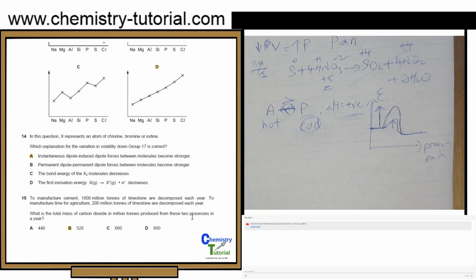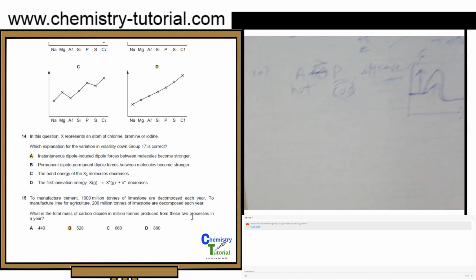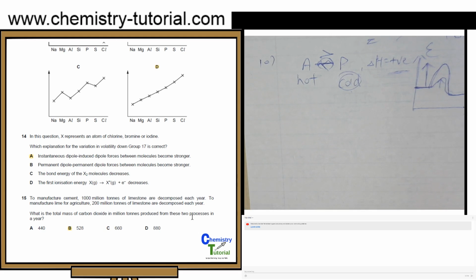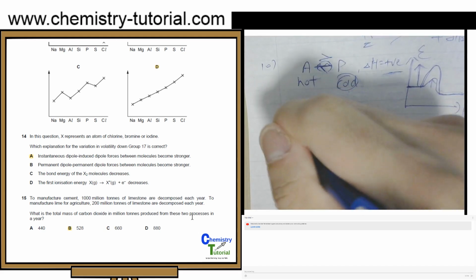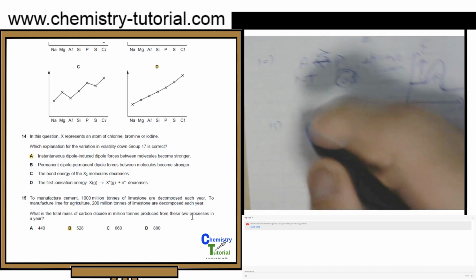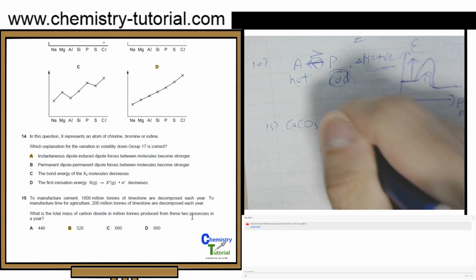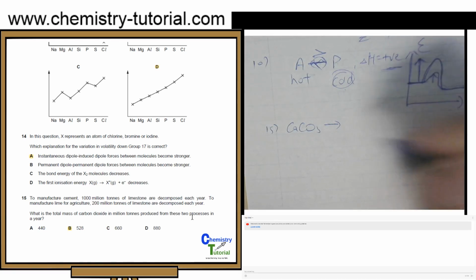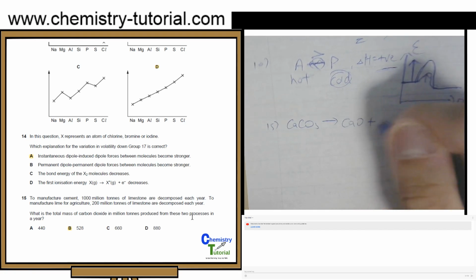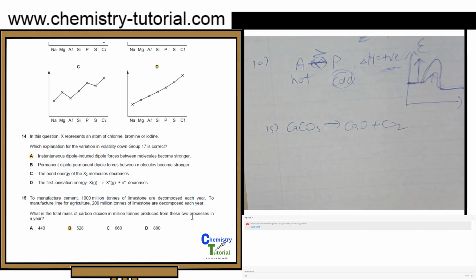For question 15, to manufacture cement, 1,000 million tons of limestone are decomposed each year. To manufacture lime for agriculture, 200 million tons of limestone are decomposed each year. So, what is the chemical formula for limestone? The chemical formula for limestone is just calcium carbonate. So, if it undergoes thermal decomposition, it will produce calcium oxide plus carbon dioxide.